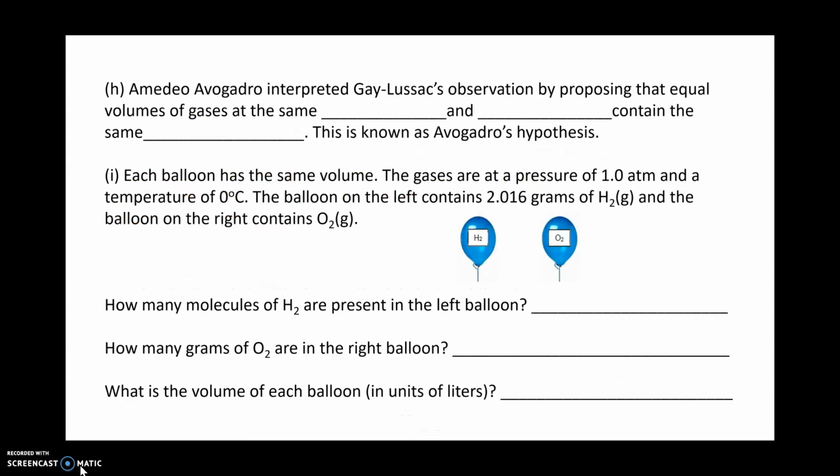All right. Amadeo Avogadro interpreted these observations, and he proposed that equal volumes of gases at the same temperature and pressure contain the same number of molecules, and this is called Avogadro's hypothesis.